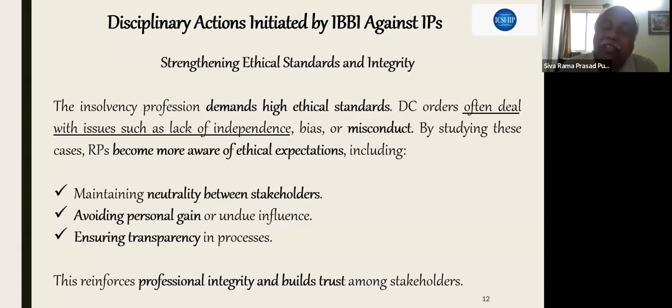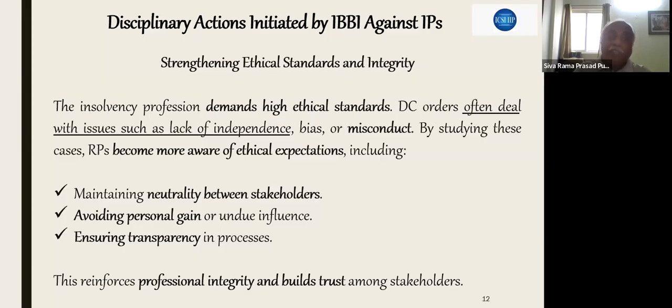Strength, ethical standards and integrity. The insolvency profession demands high ethical standards. If at all I am doing wrong things, for the money's sake, if I did even a small wrong thing, then my profession will be full stop, no comma. Full stop. Later on, no cases.